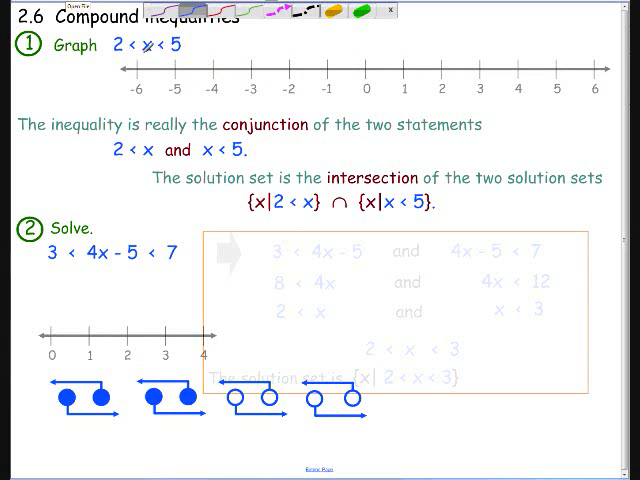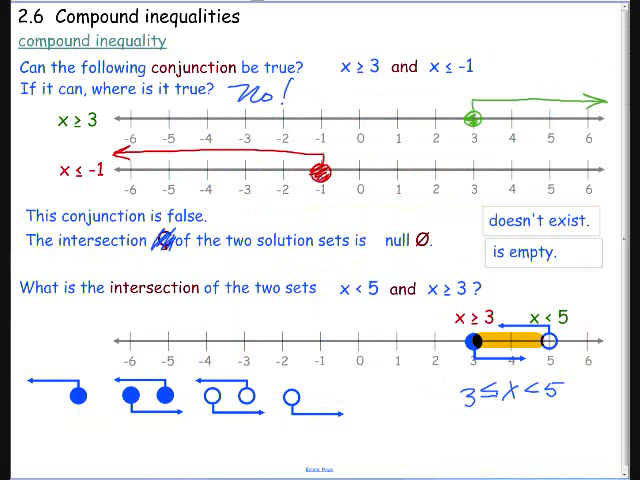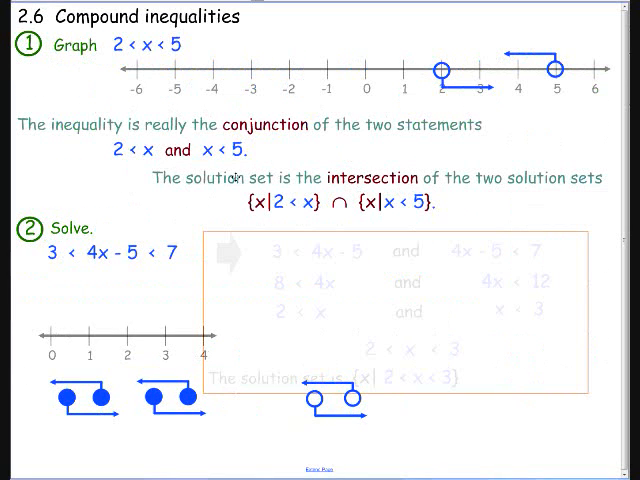Let's keep going. We're going to graph this one. I've got two boundaries. Let's graph the boundaries first. Both of them will be open circles, won't they? So I've got x greater than 2, and I want an open circle. And I've got x less than 5, another open circle. Very similar to the one I just did, isn't it?